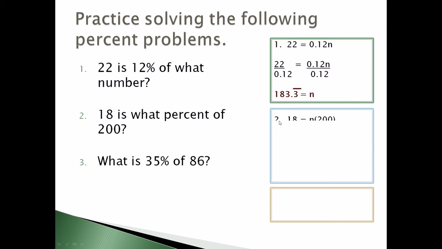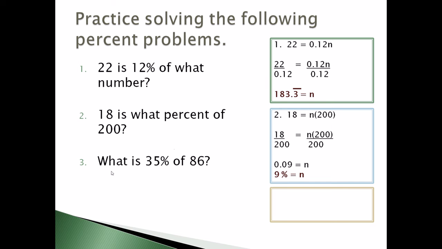18 equals. So we have 18 equals n times 100. Is n alone? Nope. Divide both sides by 200. And 18 divided by 200 is 0.09. Please note you have to move your decimal place 2 places. 1, 2, because you multiply by 100 to turn it into a percent, and that's 9%. Did you remember to change it to a percent? Because it said what percent?